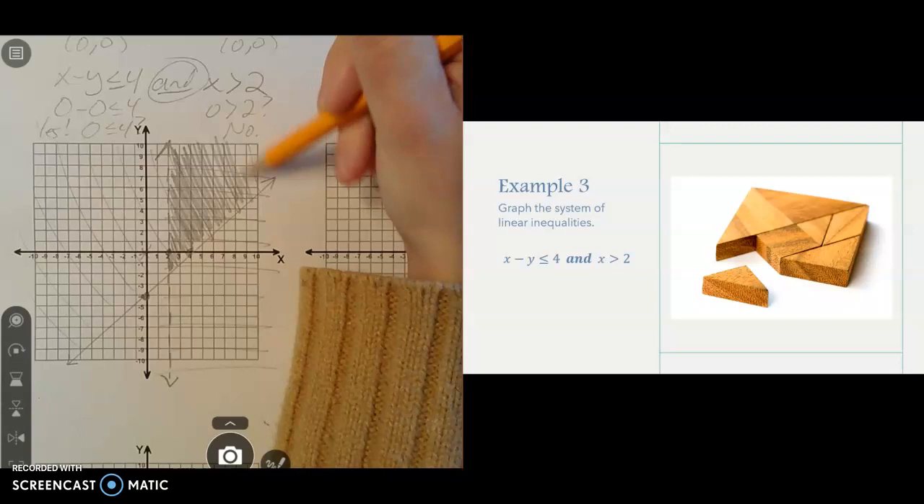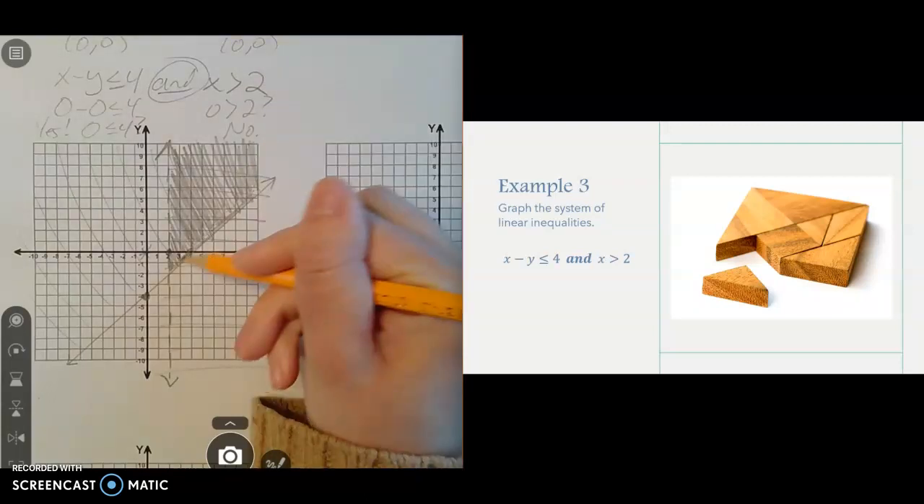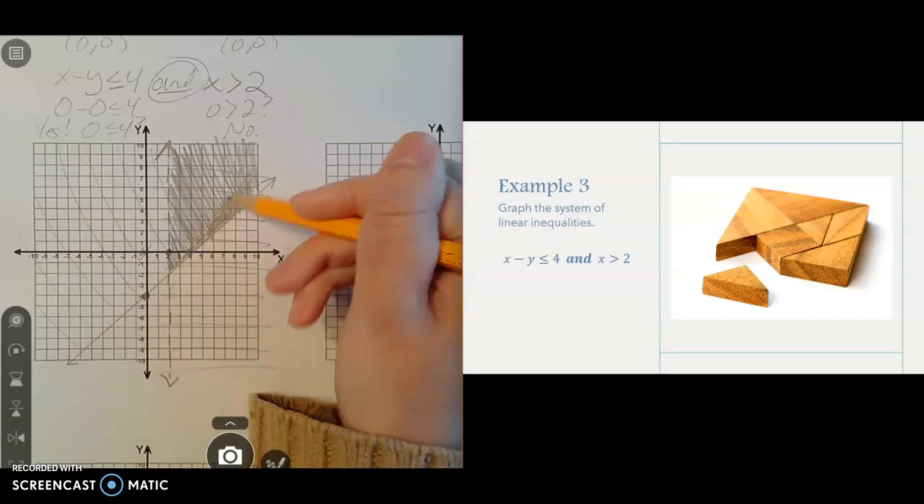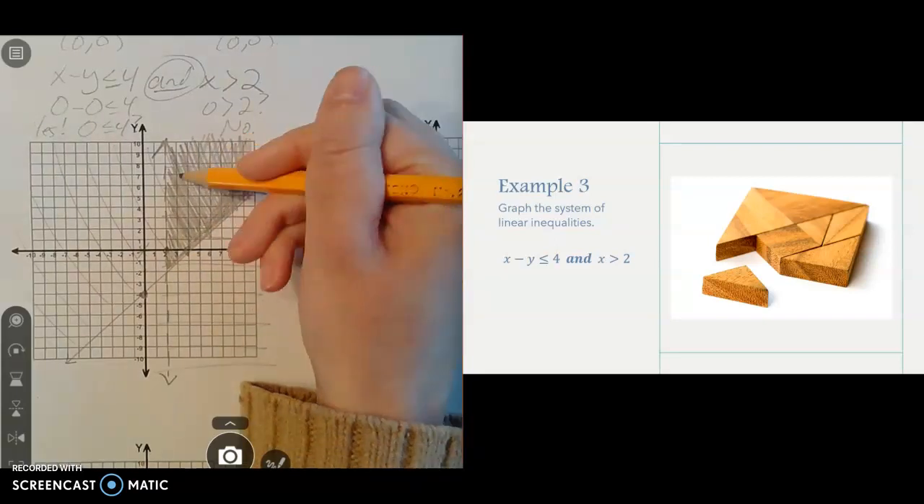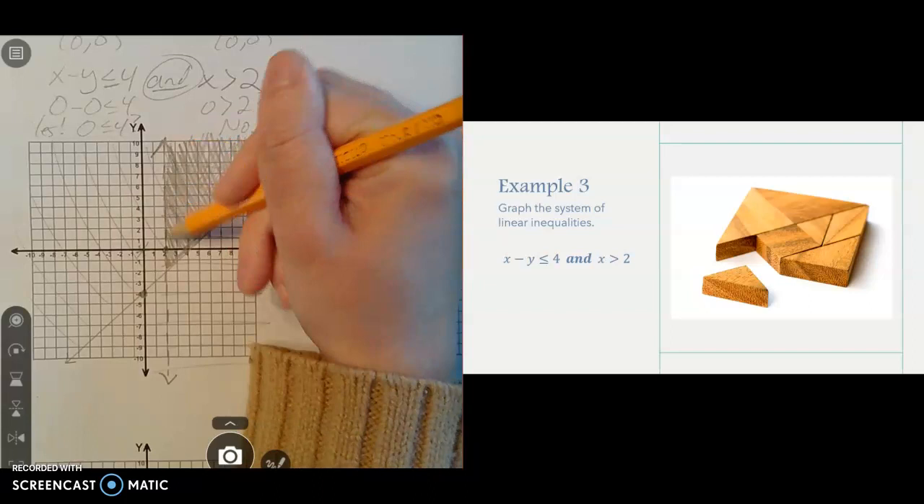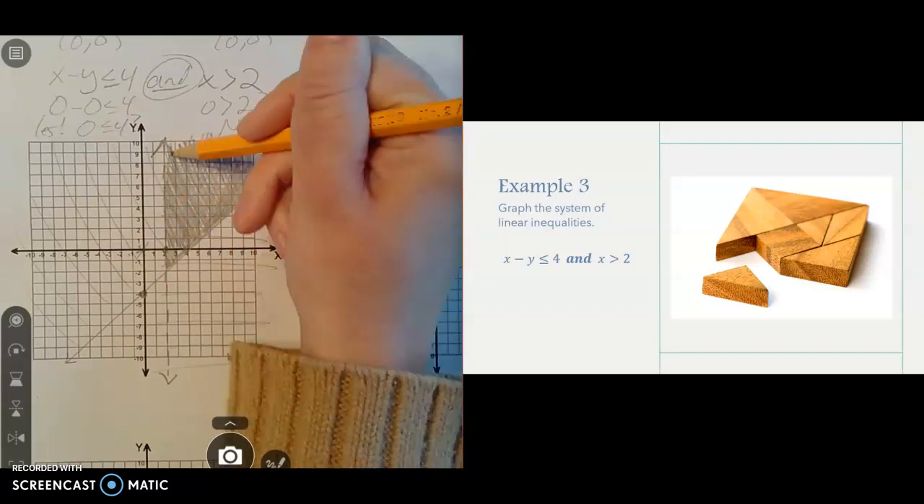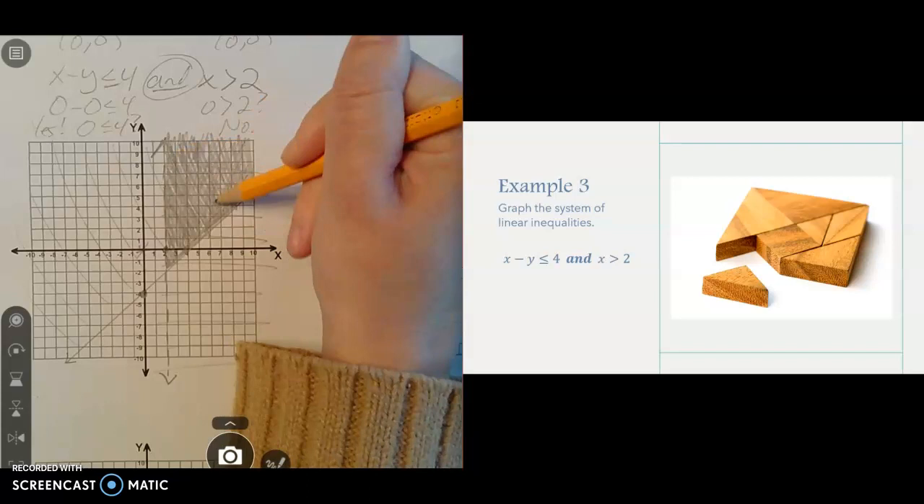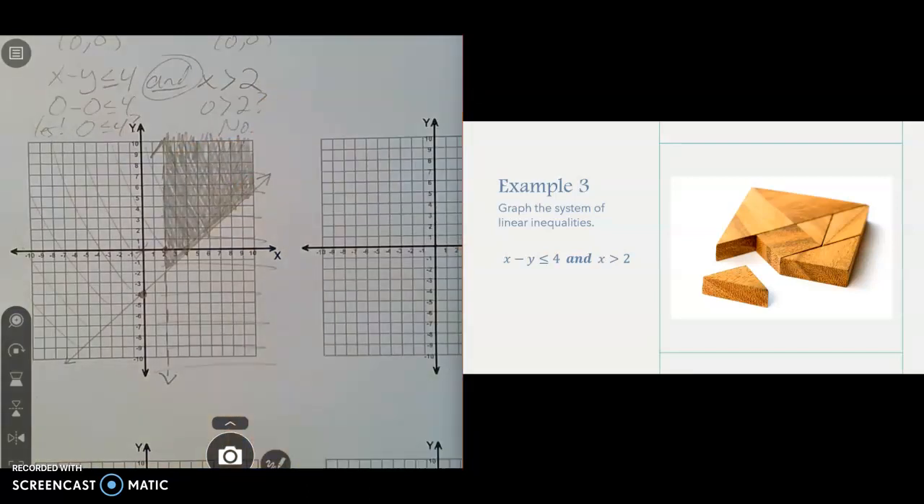Okay. It's right here. It kind of looks like a triangle that keeps on going forever. Okay. It'll actually keep on going off of my graph paper. It'll keep going in that direction. Okay, but all of this area right here, that's the intersection, and that's where my solution area is for this problem. Let's do another one.